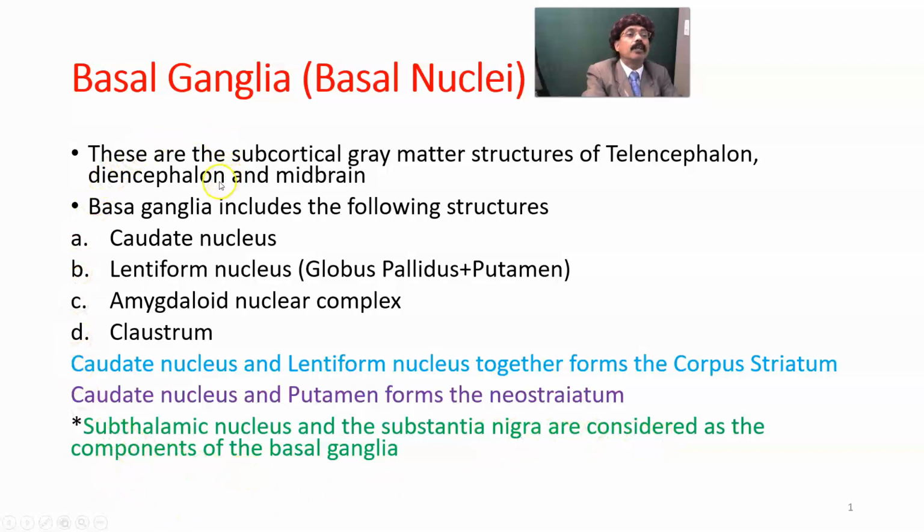There is no universal agreement about the components of the basal ganglia, and it is appropriate to say basal nuclei because these are inside the central nervous system, but the terms are always used interchangeably, basal ganglia or basal nuclei.